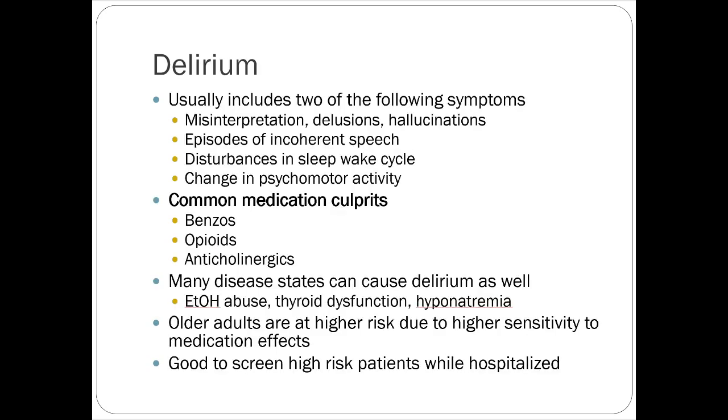Just to talk about delirium really quickly, delirium usually includes two of the following symptoms: misinterpretation, delusions, hallucinations, episodes of incoherent speech, disturbances in sleep-wake cycle, and changes in psychomotor activity. Medication culprits? Oh, what do you know? You've got benzos, opioids, and anticholinergics, my three favorite drug classes from the previous set of slides, right?